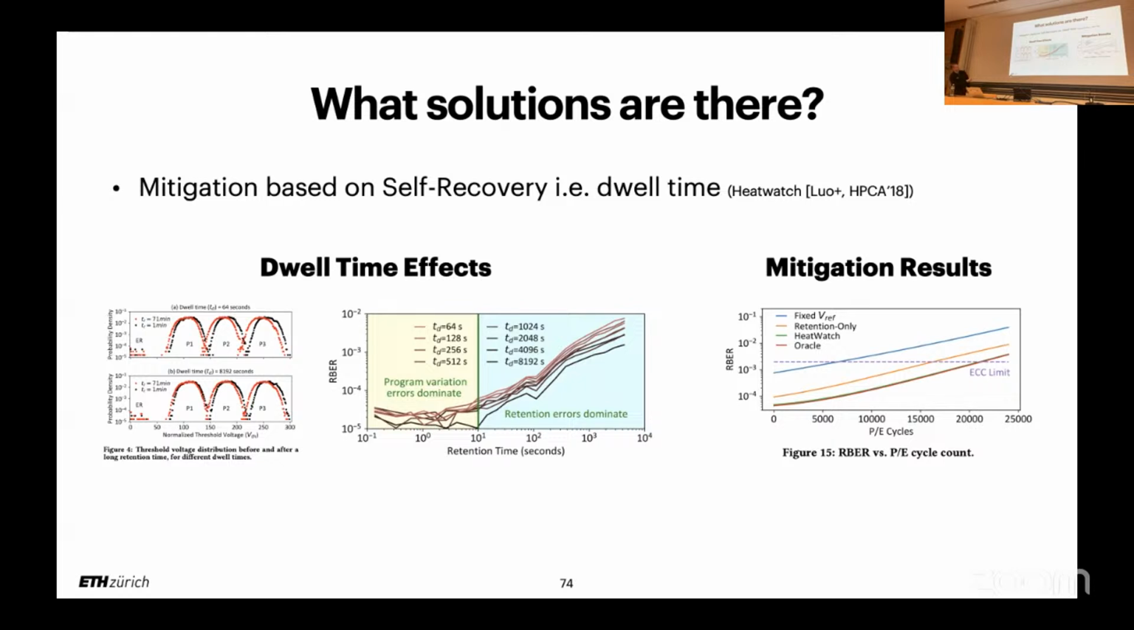So if you pay attention here, the black line is after programming, and the red line is after some retention time, specifically 71 minutes in both charts. You can see that the shift due to retention loss is smaller with a higher dwell time. So this is something we call self-recovery.